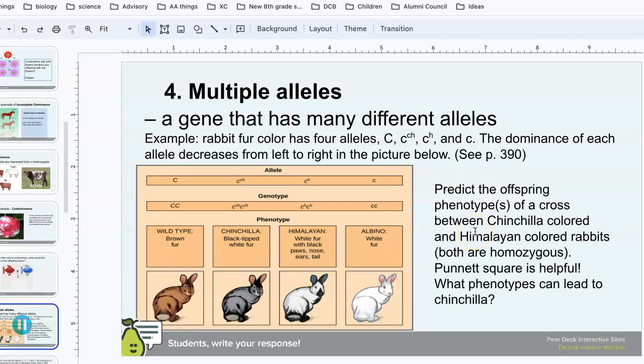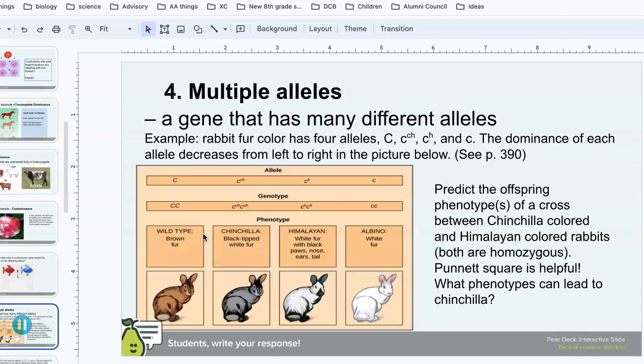So what genotypes can lead to chinchilla? There's several genotypes that can lead to chinchilla. So just wanting to finish that up, you have to realize that chinchilla can be led to by big C(ch)C(ch), that would be 2 of them. It could also be a C(ch)C(h), still chinchilla, C(ch)c, still chinchilla.